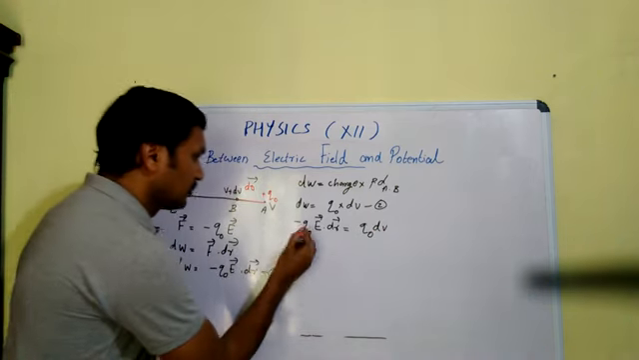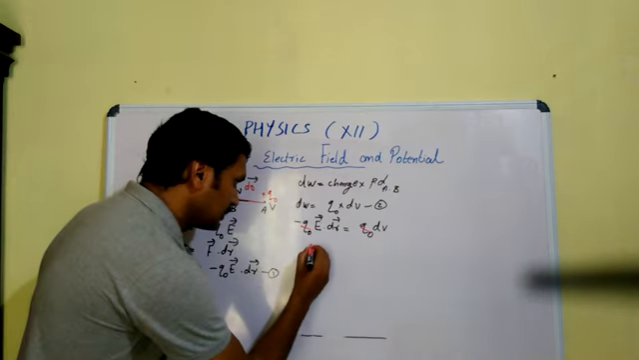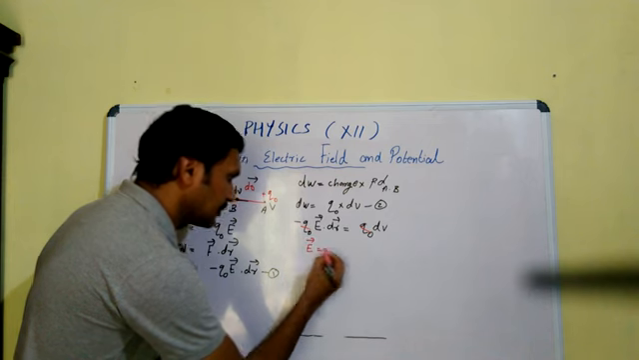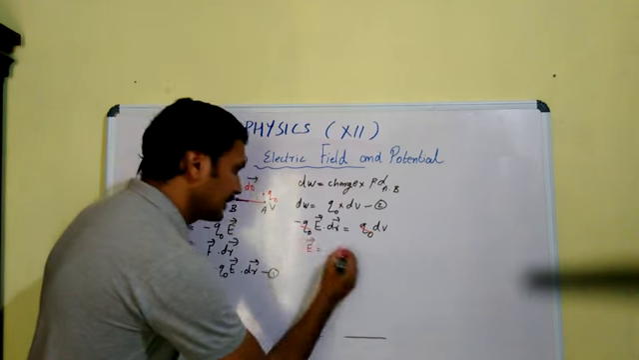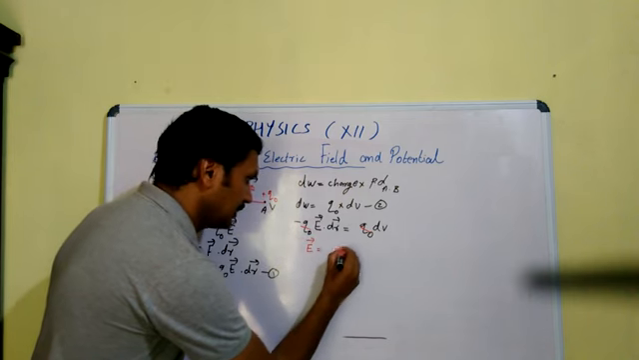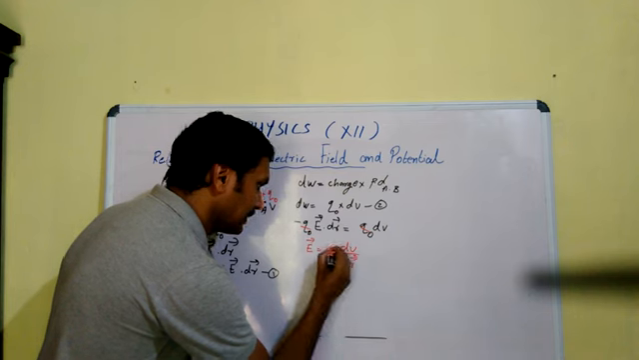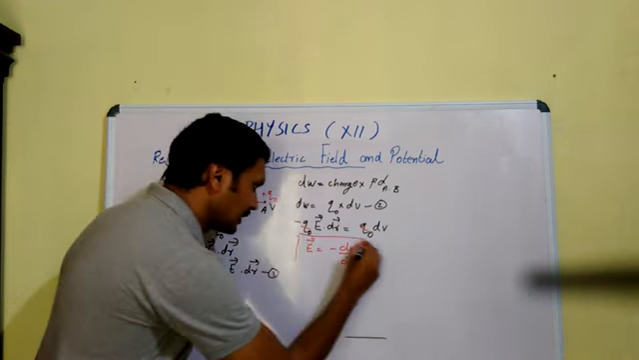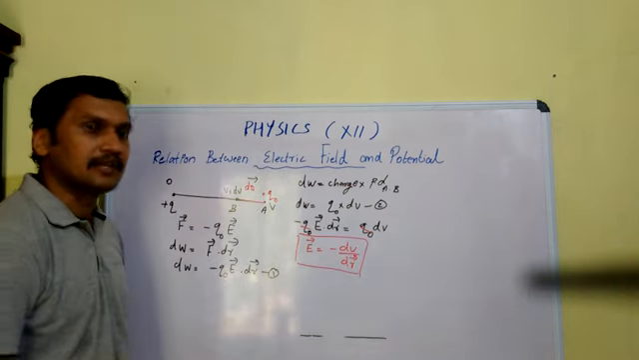So Q0 is common on both sides. Now E is equal to, take this dr onto the right side with a minus sign, so dV by dr with a minus sign. So this is the relation between electric field and electrostatic potential.